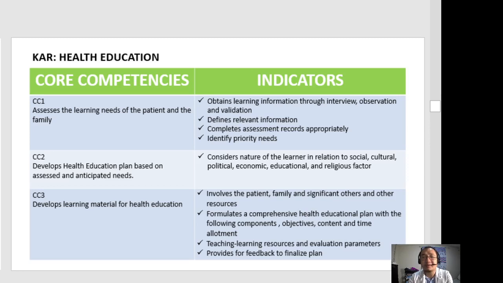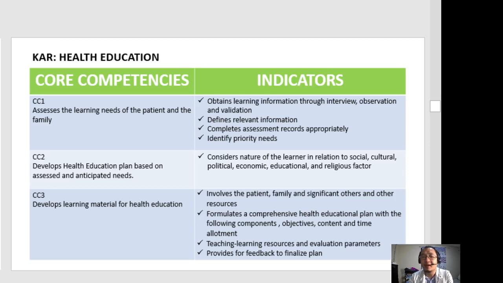Then number two, develop a health education plan based on the assessed and anticipated needs. Okay, it's like you're following your nursing care process also. That's the very framework of our practice. Follow your nursing care process. You assess, you plan, until you evaluate.